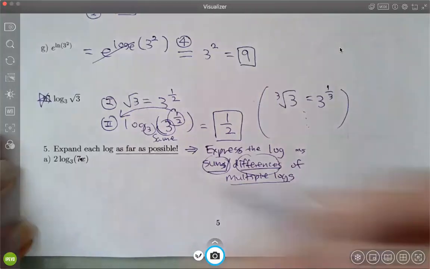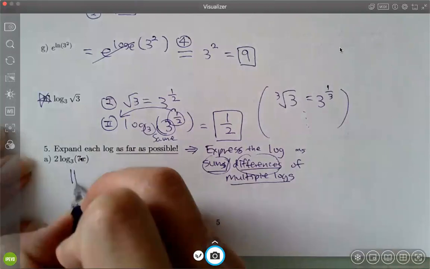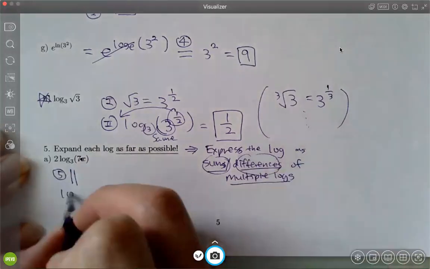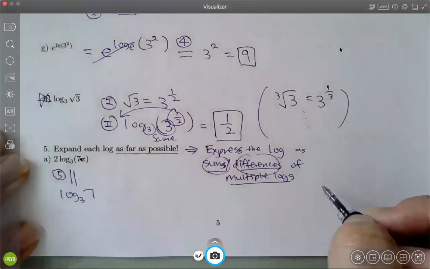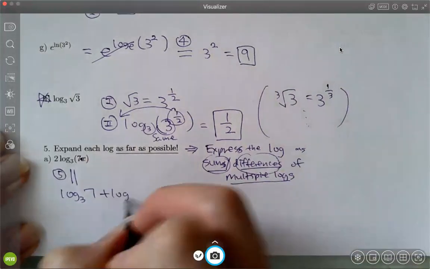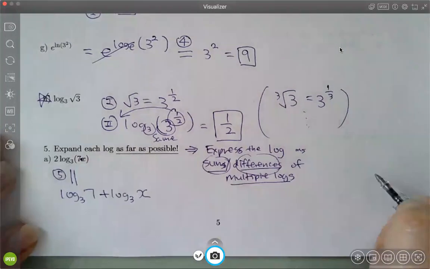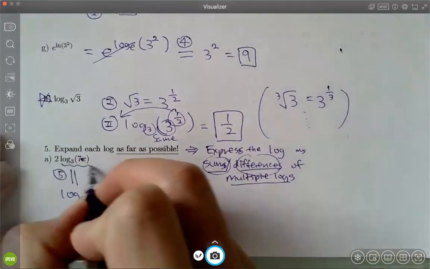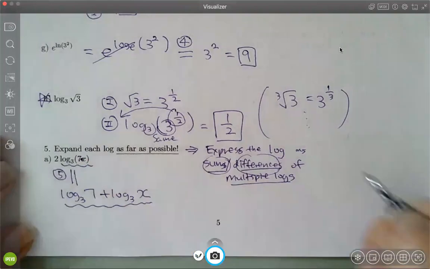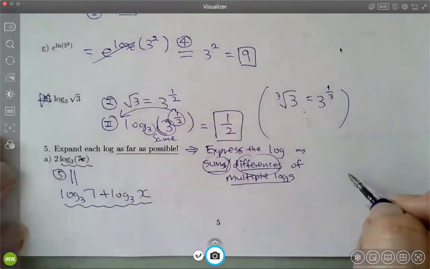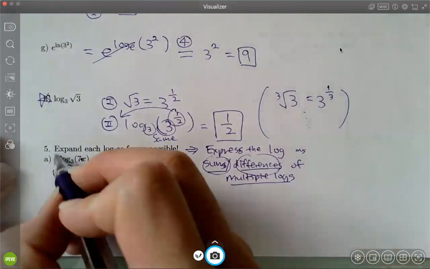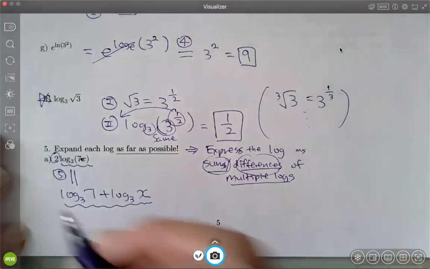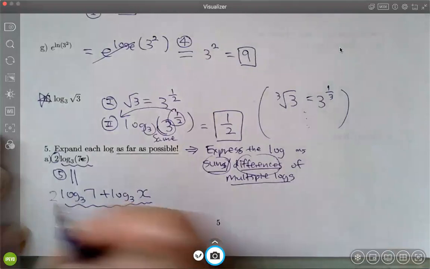So what do you have? Due to rule 5, it's log base 3 of 7 plus log base 3 of x. So this is broken down into these two. And now, the next issue is, where is that 2? Is the 2 just in front of log base 3 of 7?